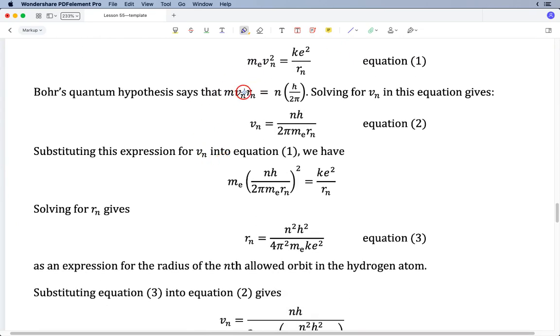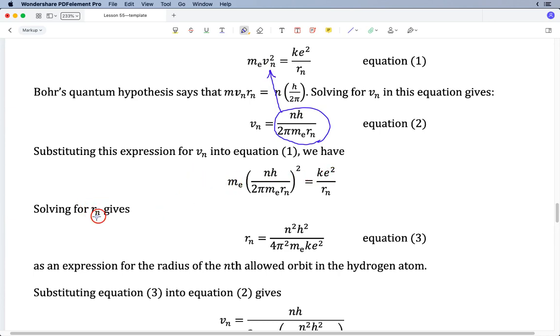And so we can solve for Vn in that equation to get equation 2. So all we've done is just solve for Vn in this equation to get equation 2 here. And then we can substitute this expression for Vn into equation 1. So all we've done really is just taken what we have here and put it into Vn. So that gives us this equation.